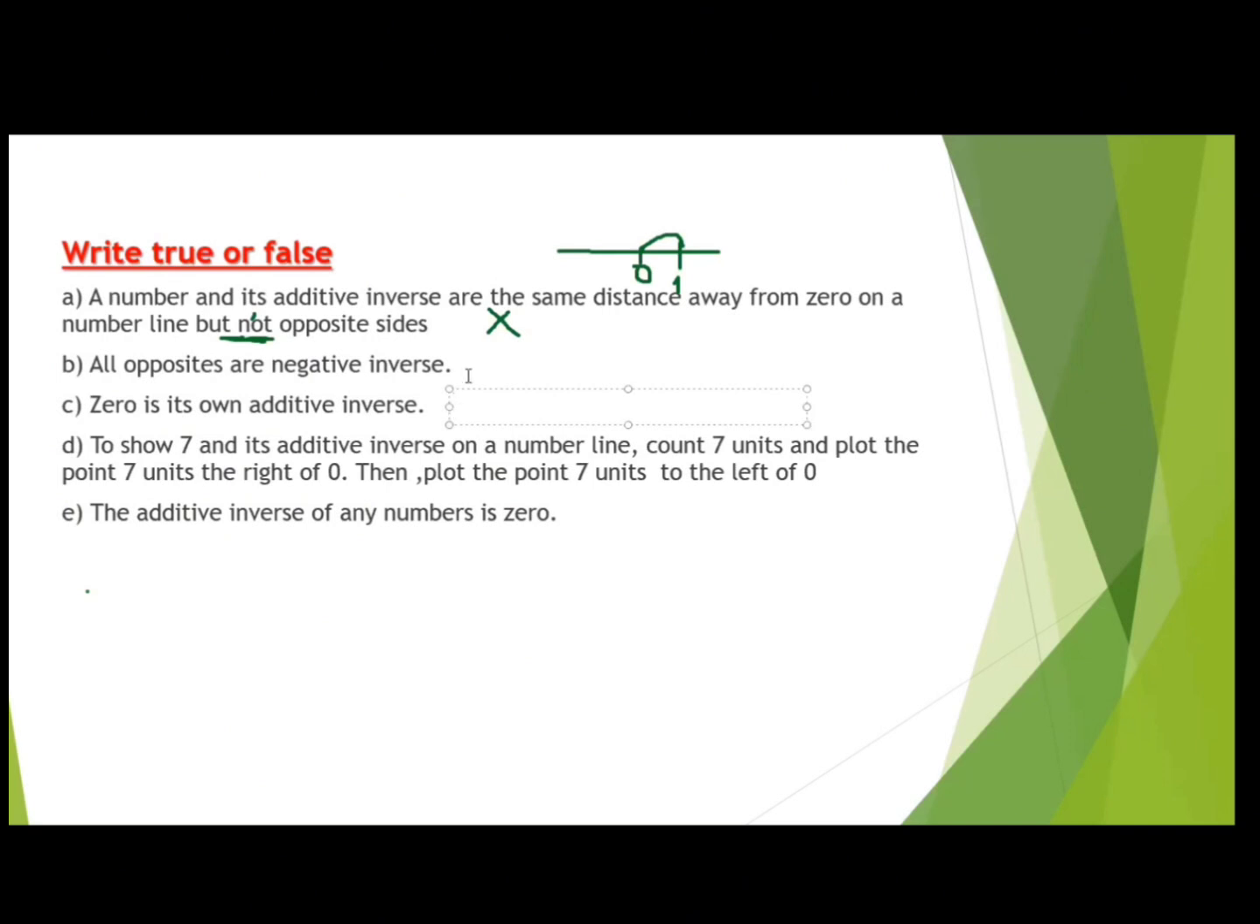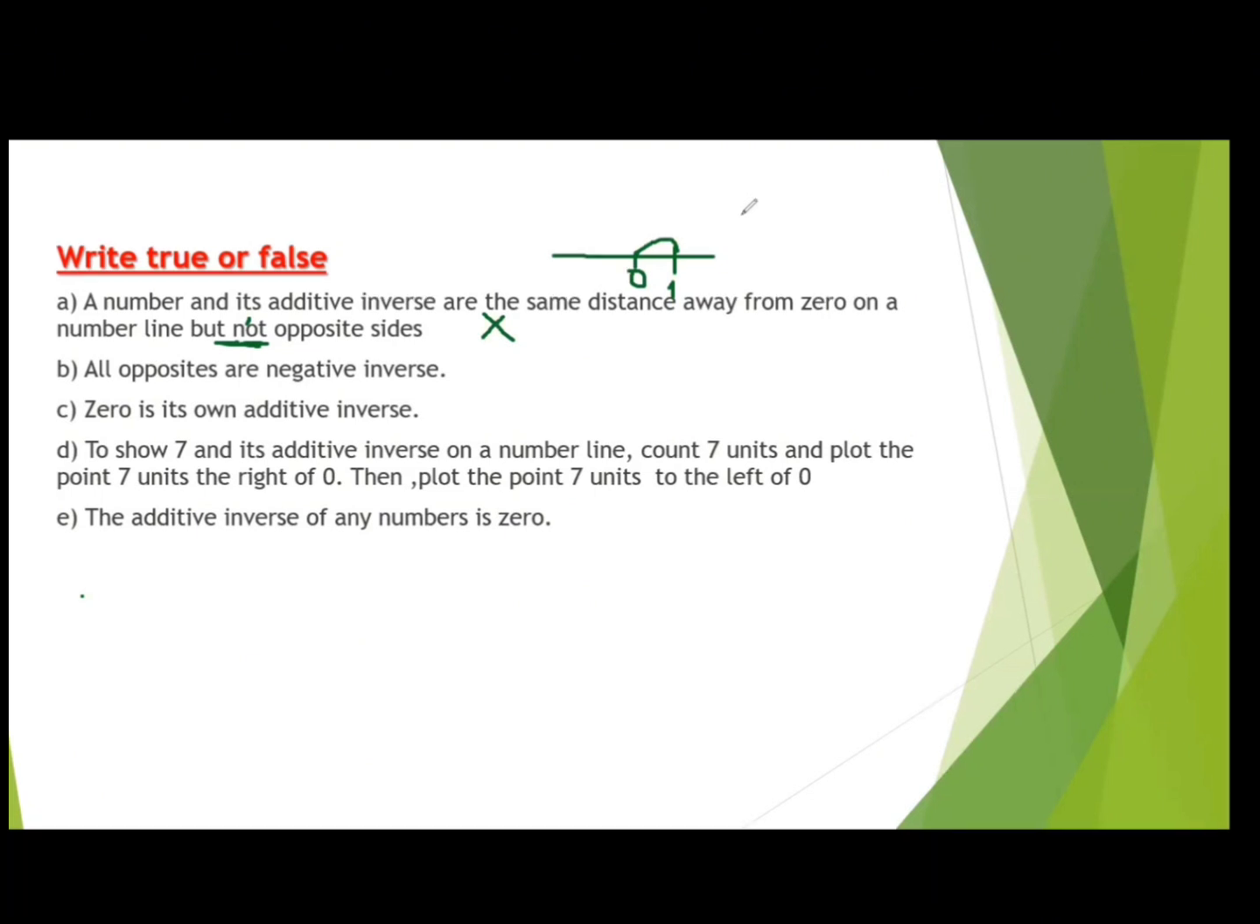Next, 0 is its own additive inverse. Of course, yes. The additive inverse of 0 is also 0. Next, to show 7 and its additive inverse on the number line, we count 7 units and plot 7 to the right of 0. Then plot 7 units to the left of 0, correct? So if I draw a number line and go to the right side and plot 7 in the positive, and go in the other direction and count 7 points and put 7, this 7 will be -7 and the first one will be 7. Both of them are opposites or additive inverses.